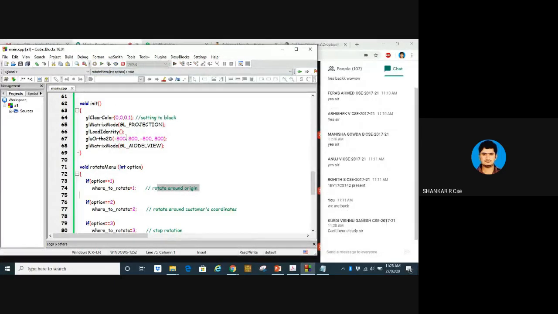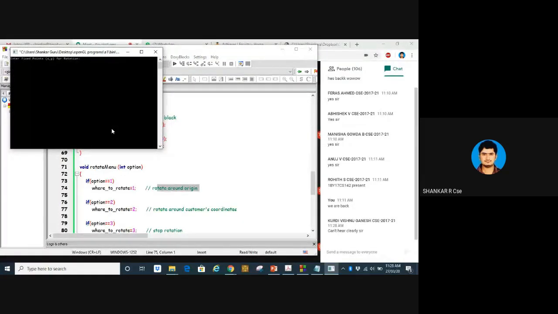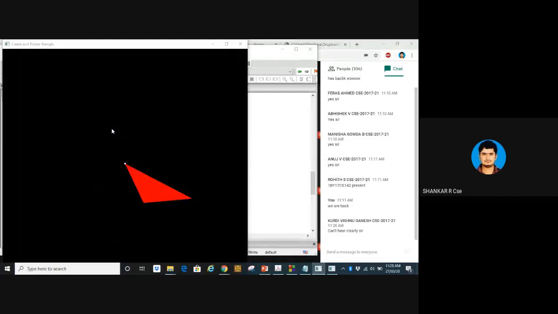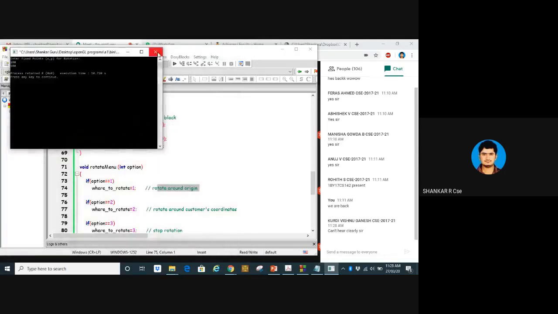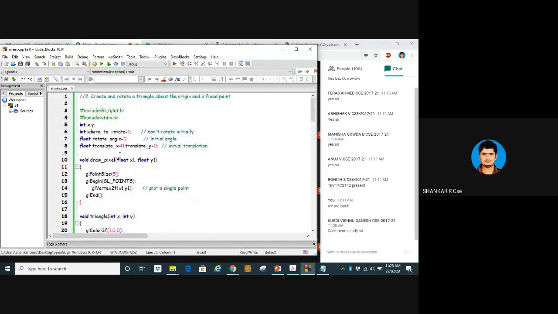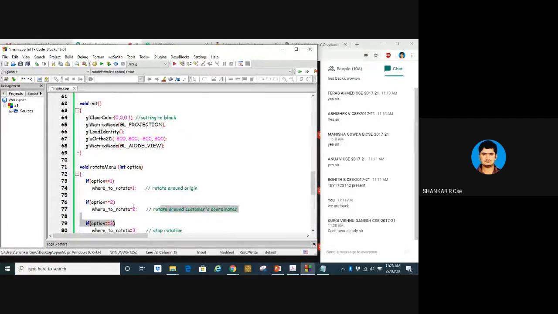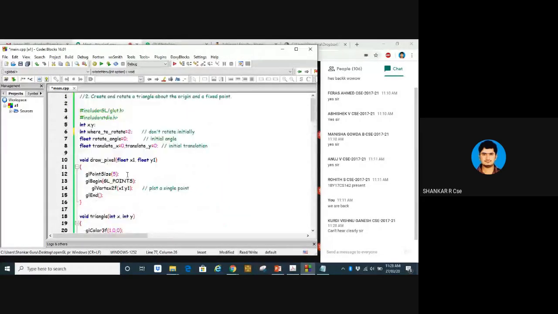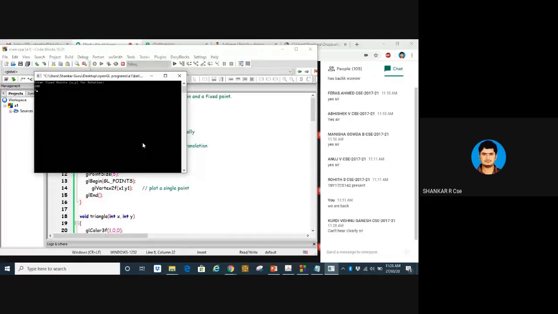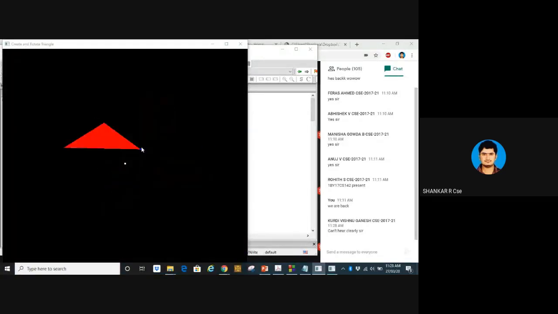For example, I'll run the program, and I give, let us say, 100, 100. You can see by default, it will rotate around the origin. Now, if you want your polygon to rotate around the fixed point by default, that is where to rotate is 2. If you write 2 here, then without your menu interaction, it will keep rotating at your fixed point. You can see here. So by default, where exactly to rotate. That is the reason the variable name is where to rotate.